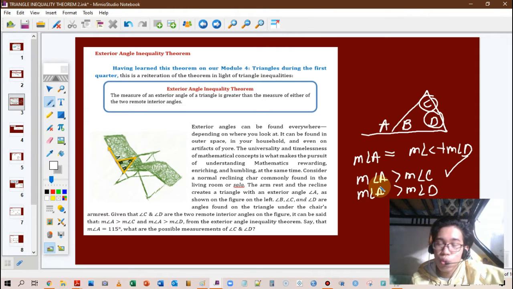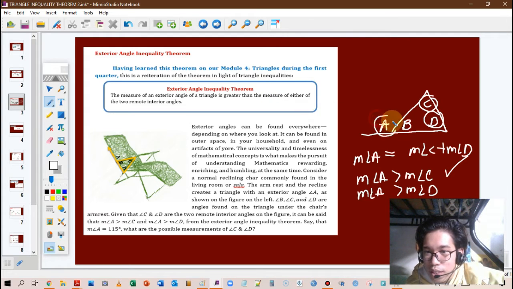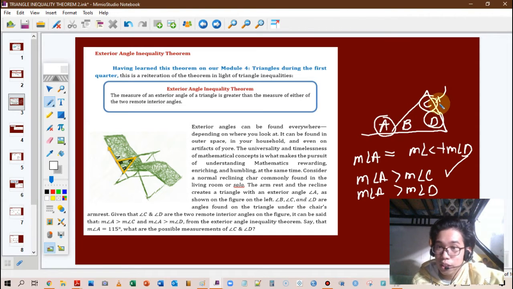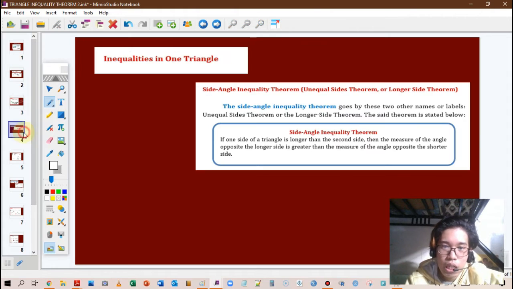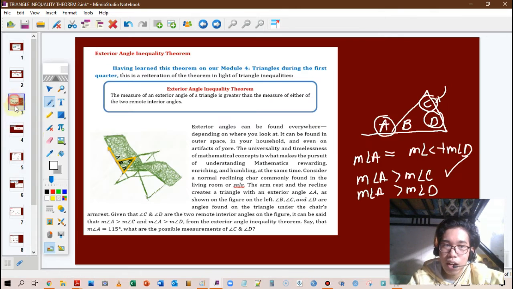This is very useful when you're trying to measure certain objects and you want to create conclusions about their angles. Let's say, for example, you're an engineer or a carpenter. This is a very useful theorem that you can use. So there you go. The exterior angle is always greater than either of the remote interior angles. That's the exterior angle inequality theorem.